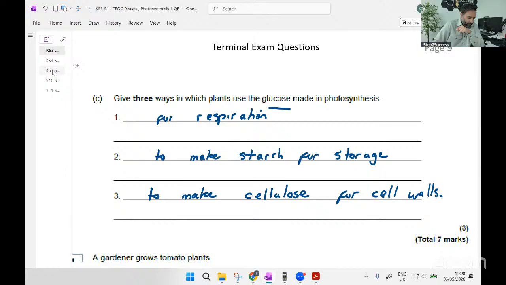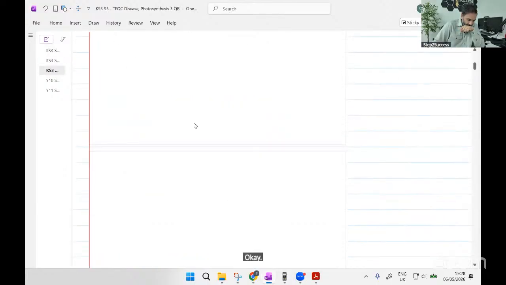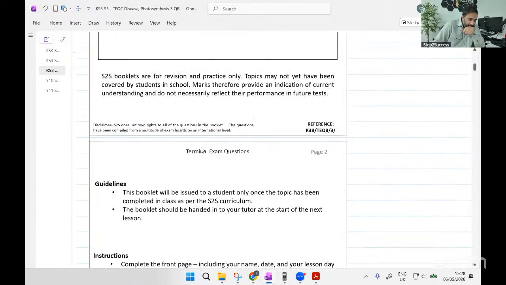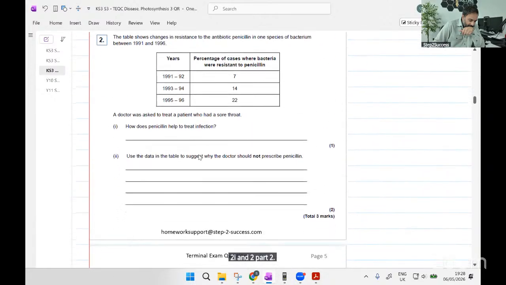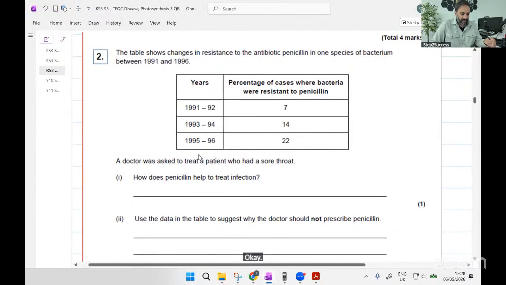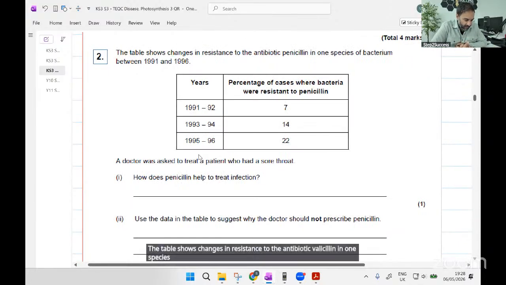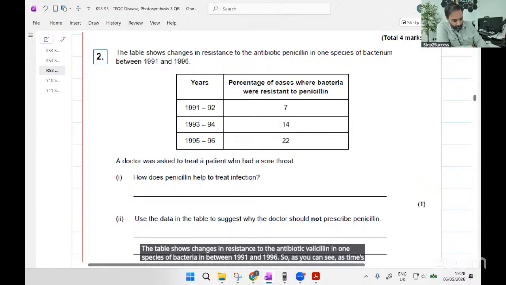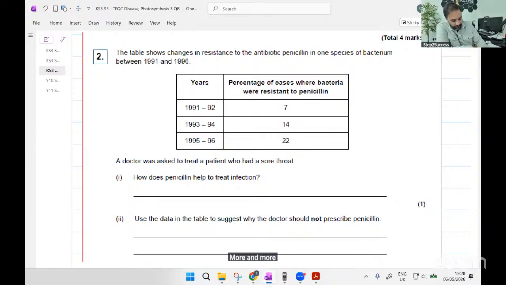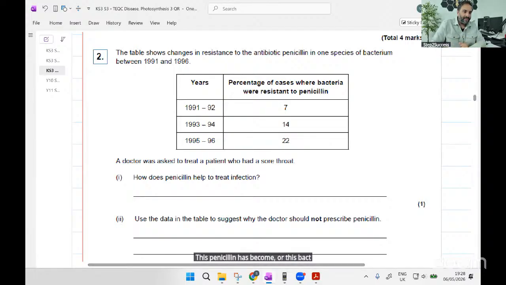Okay, 2I and 2 part 2. The table shows changes in resistance to the antibiotic penicillin in one species of bacterium between 1991 and 1996. So as you can see, as time's gone on, a bigger percentage of this bacteria has become resistant to penicillin.